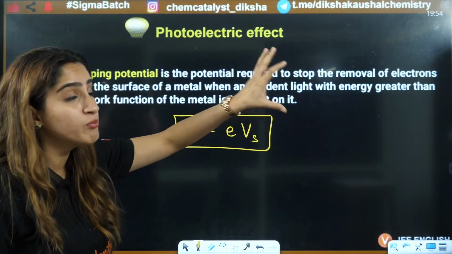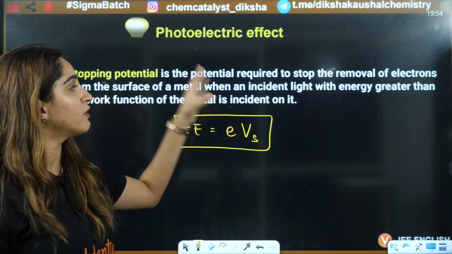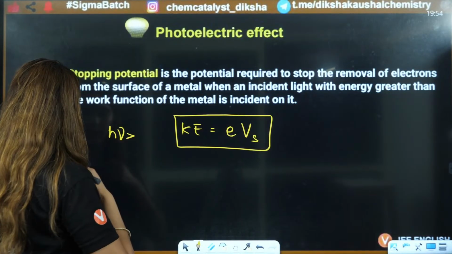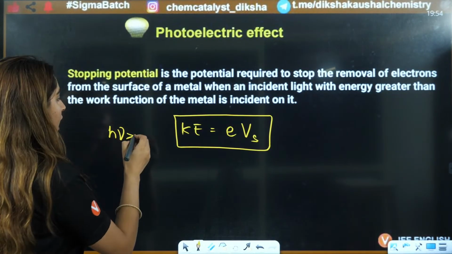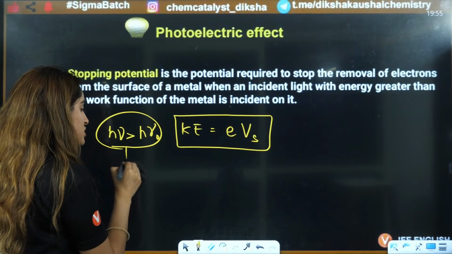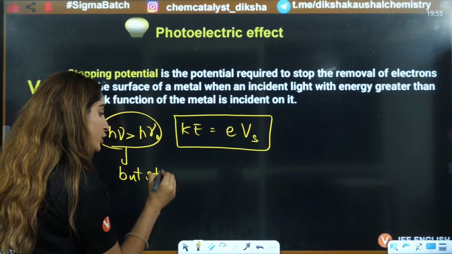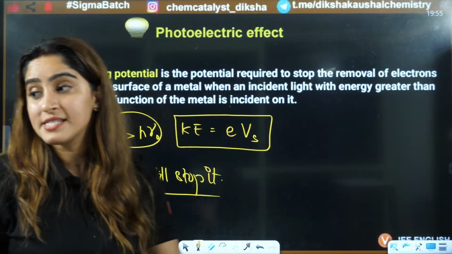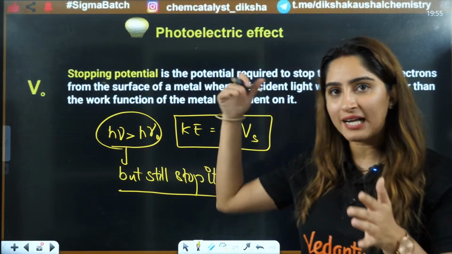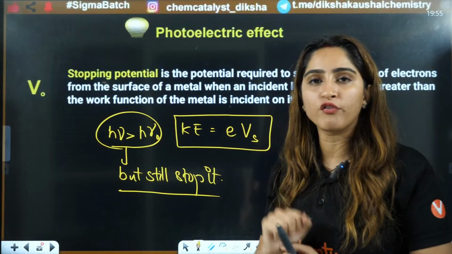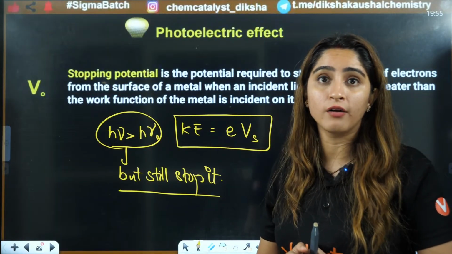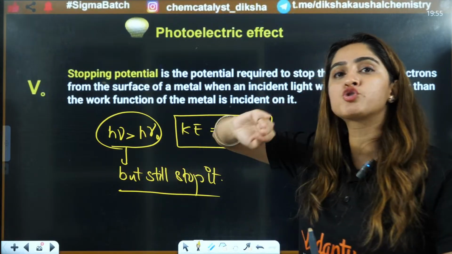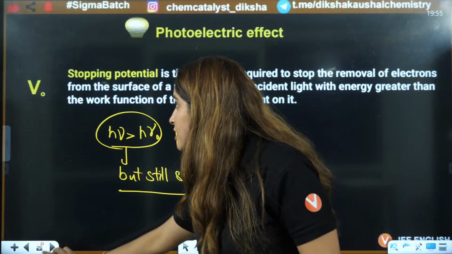Vs is the potential required to stop the emission of electrons from the surface of the metal when incident light has energy greater than the threshold. That means h mu is greater than h mu naught, but still you have to stop it. The incident light frequency is greater than the threshold frequency, but still you have to stop it. That external potential is called stopping potential.